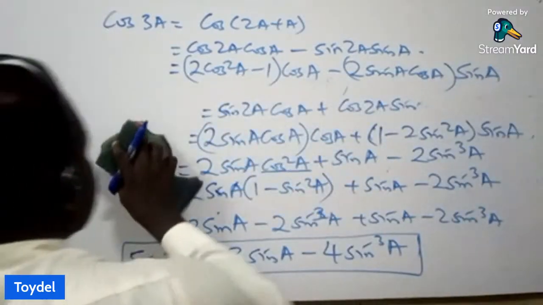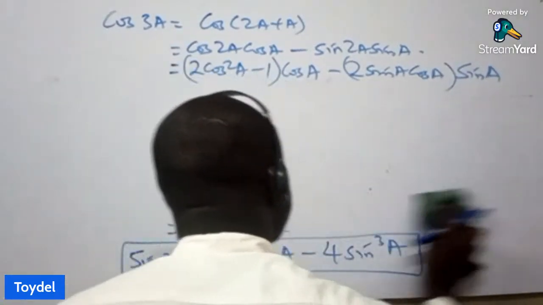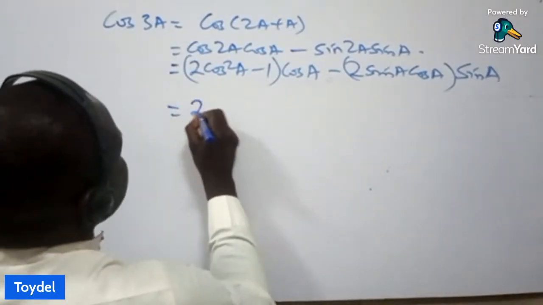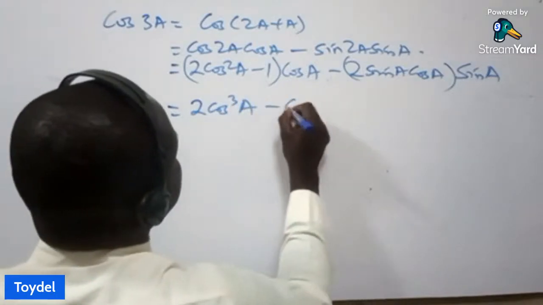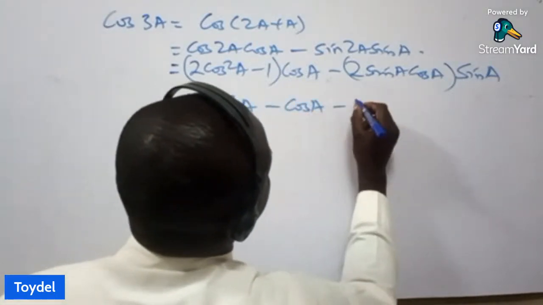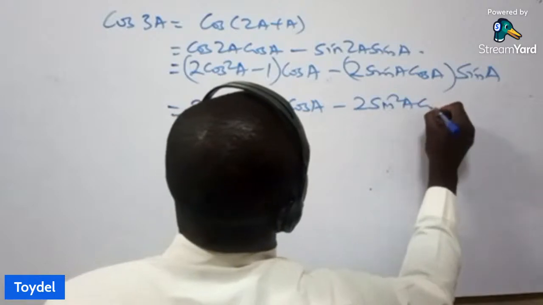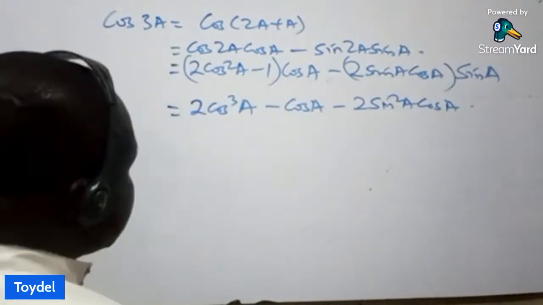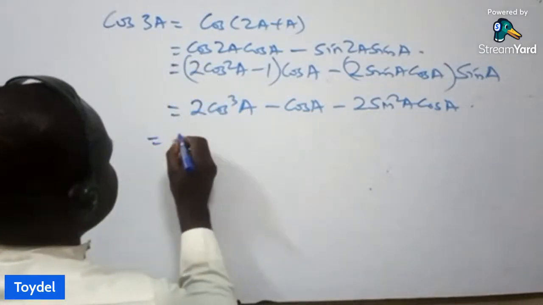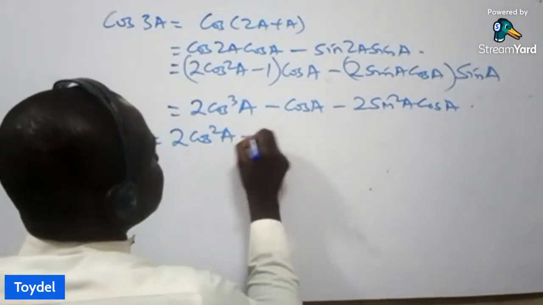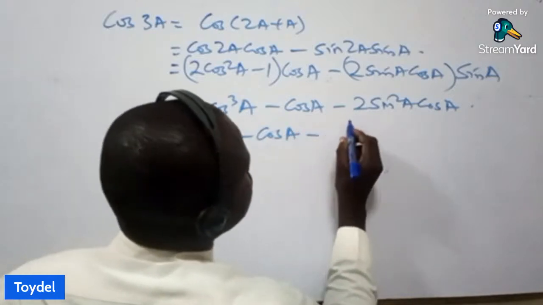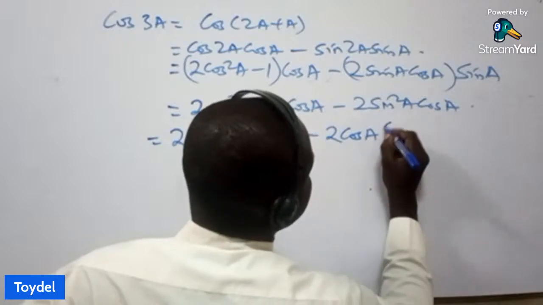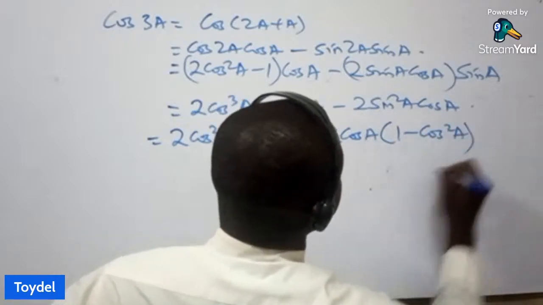So once you follow the steps, and based on the last video, you should be able to express all this. Then from there, I'm going to have 2 cos cube A minus cos A, then minus 2 sine square A cos A. That's what you are going to get. Then what is sine square A? From fundamental identity, we can expand further. Minus cos A minus, let me bring out 2, 2 cos A. Then sine square A is going to give me 1 minus cos square A using fundamental identity.